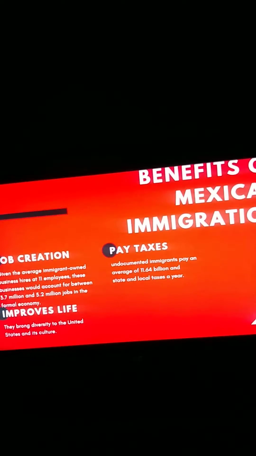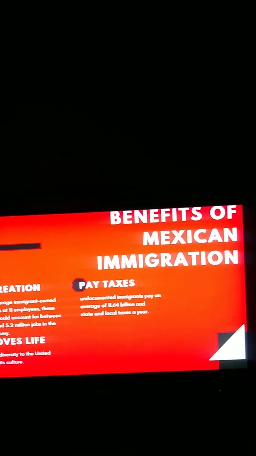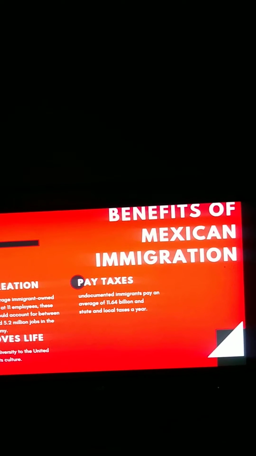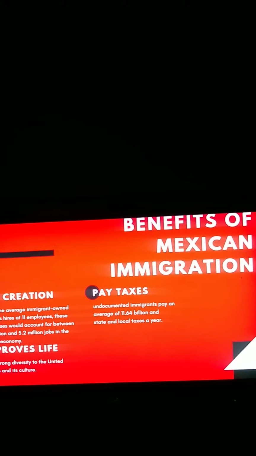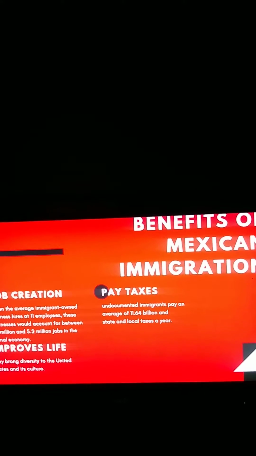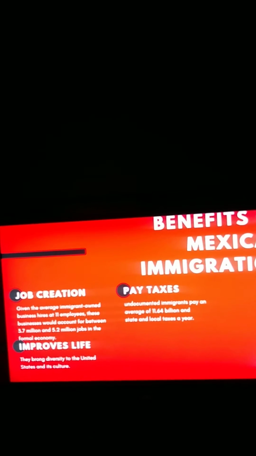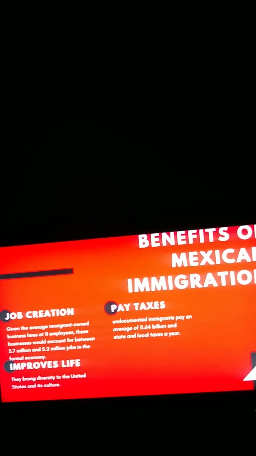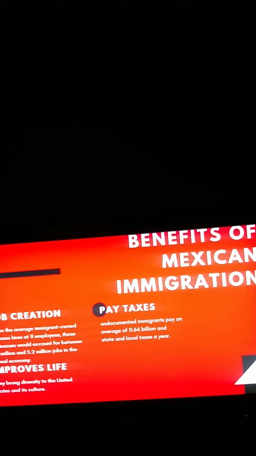There has also been a myth that Mexican immigrants do not pay taxes, and that is not true. Undocumented immigrants pay an average of $11.6 billion in state and local taxes a year. They also improve diversity in the United States and its culture, because it gives the United States a new way of living and a new way of being able to provide for their family.